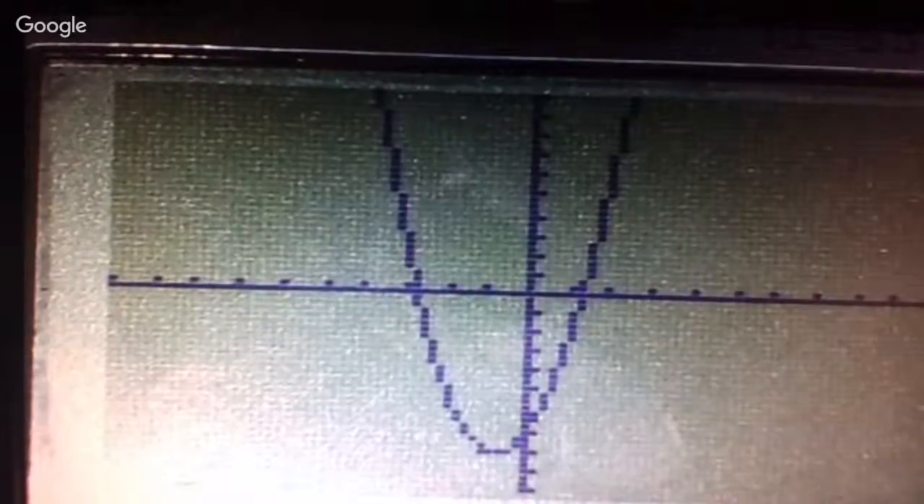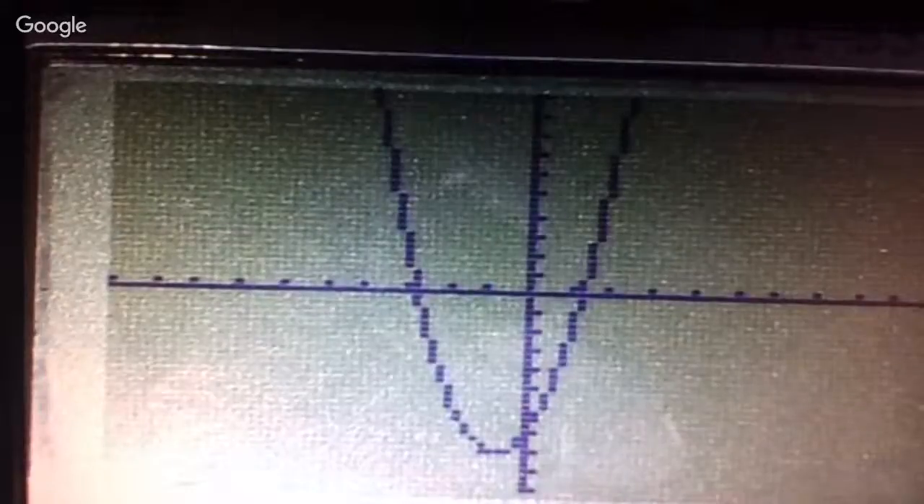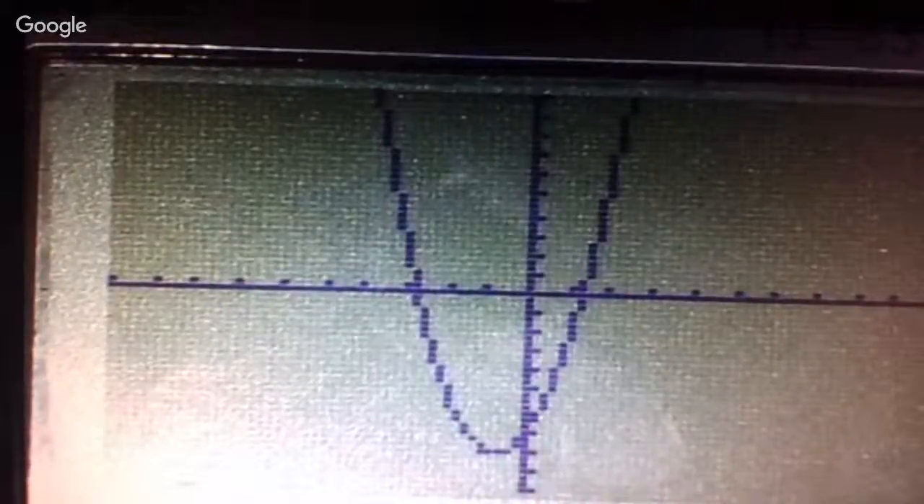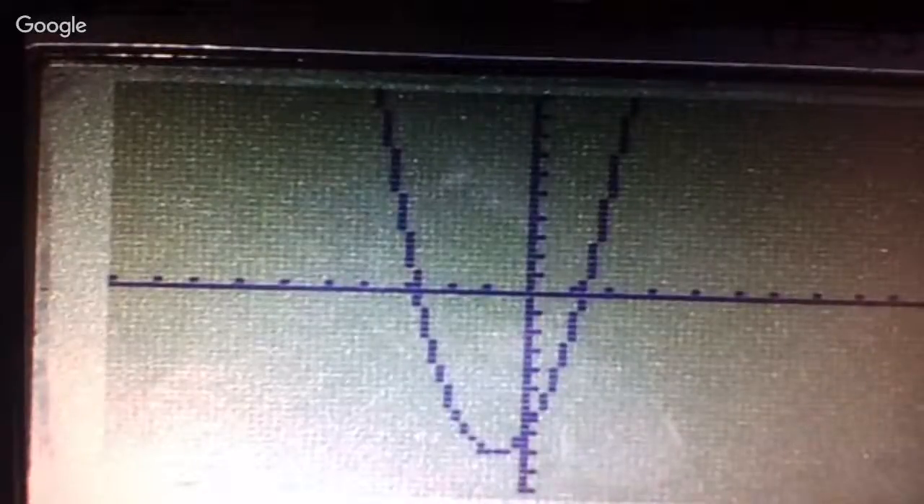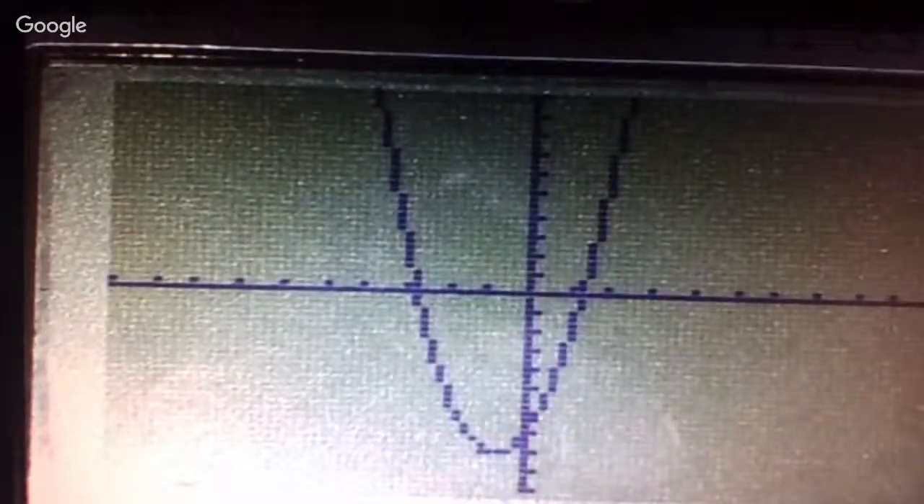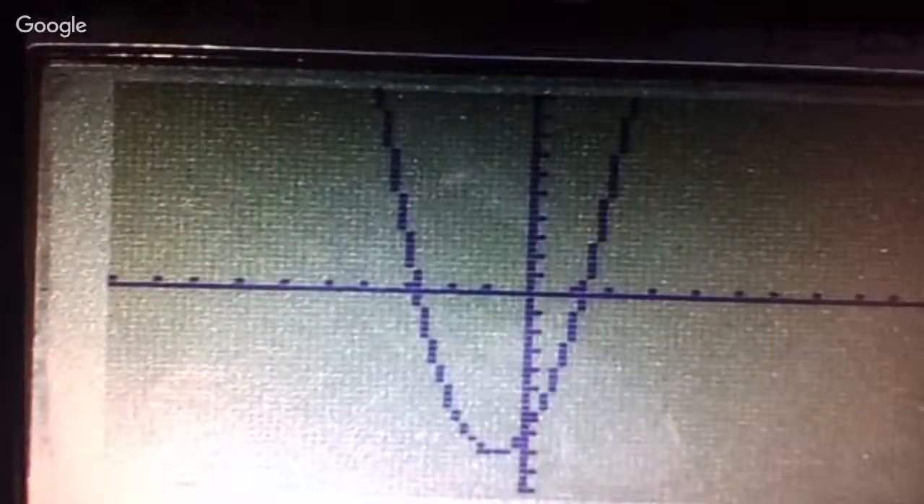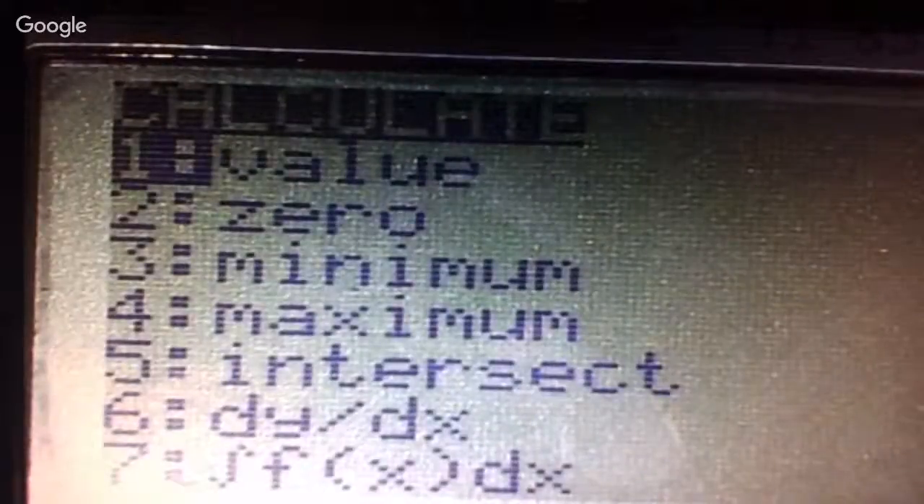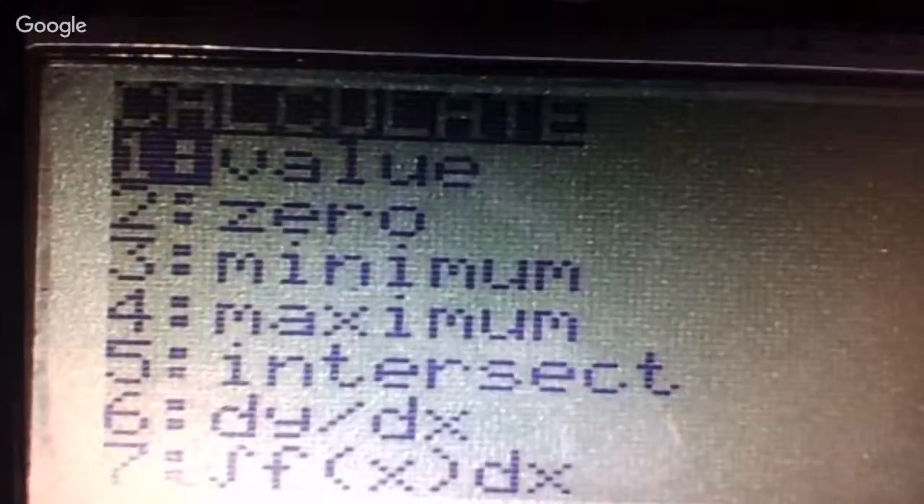Domain and range we'll be able to find. So, does this graph open up or down? Up. This one opens up. Let me show you how to find a vertex first. I need you to hit second and trace, and you get this lovely picture. Let's calculate.